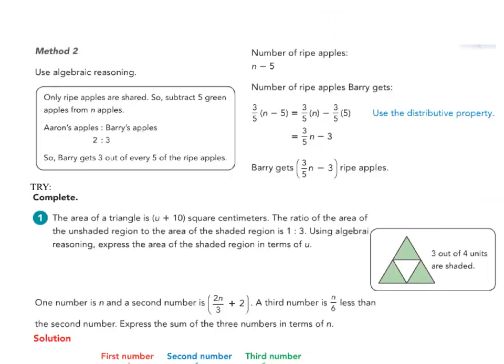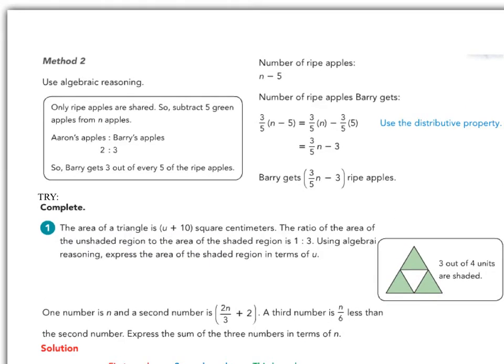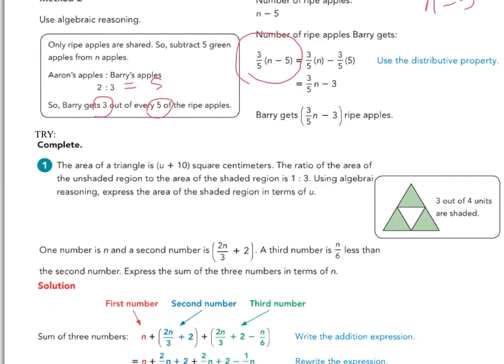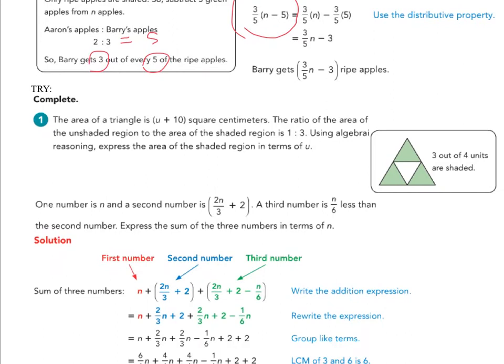Okay, so method 2 is algebraically. Only ripe apples are shared, so you subtract 5 green apples from n apples. That's where the n minus 5 comes in. So the number of ripe apples is n minus 5. Now, Aaron's apples is 2, Barry's apples are 3, so Barry gets 3 out of every 5 apples because 2 plus 3 is 5. So Barry gets 3 out of 5 times the quantity n minus 5. It's the same thing we just had, just writing it algebraically and not with a picture.